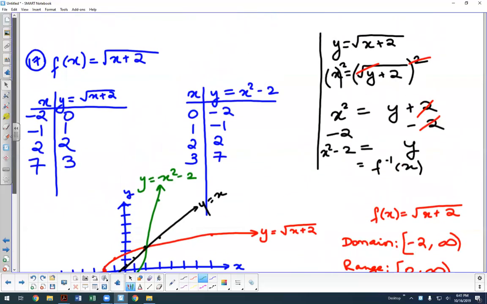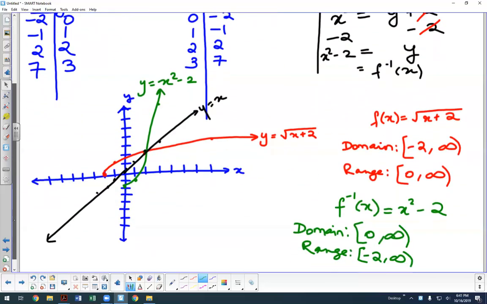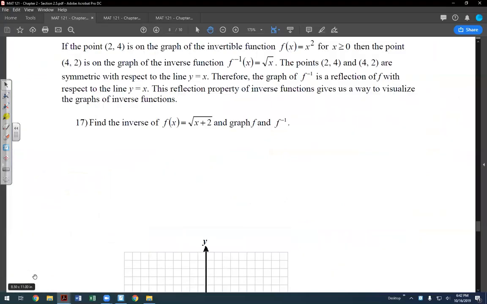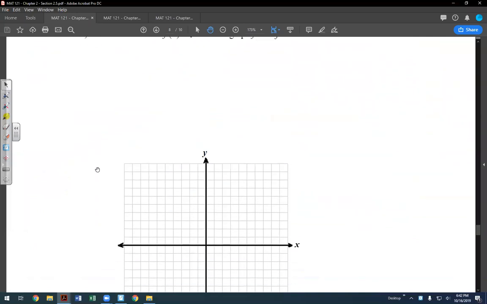Any questions on the graphing of these two functions? So you can basically see you're just creating the table for one function and literally just interchanging your x and y to get the ordered pairs for your inverse function. So let's take a look at what we've got next.